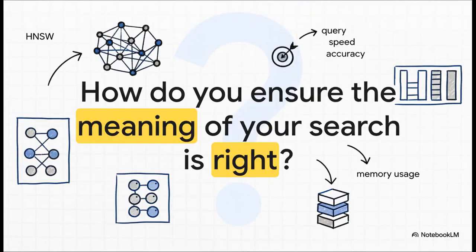So there you have it. You're now armed with the knowledge to pick the right index to make your vector search blazing fast and ready to scale. But speed is only half the battle. How do you make sure the results you're getting back so quickly are actually meaningful? That they have the right semantic context? Well, that's a whole other story, and a topic for another day.